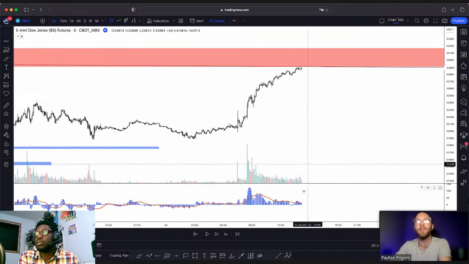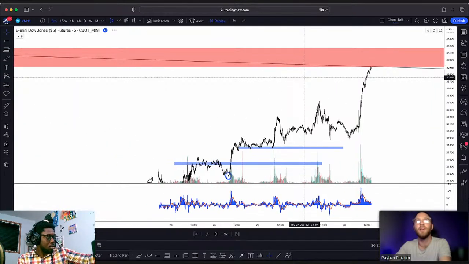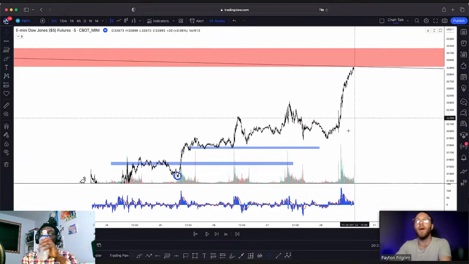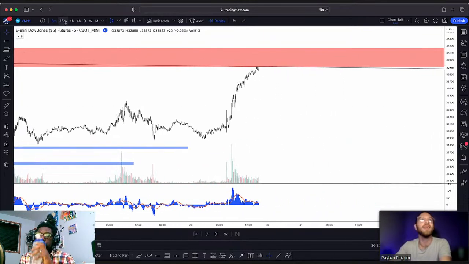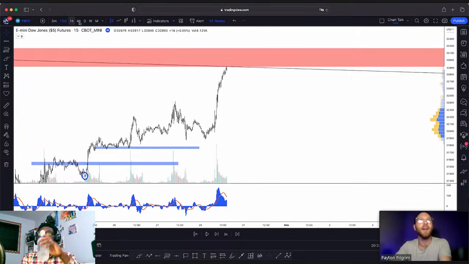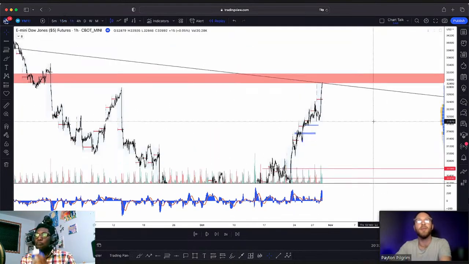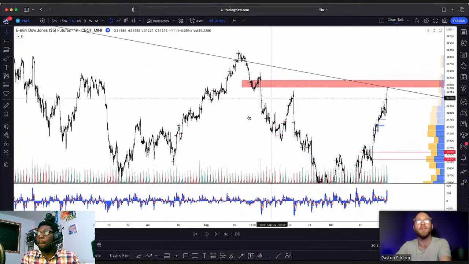Okay, now I guess I'll go to the 5-minute. We got a lot of divergence coming into this level, but way too much momentum. Man, it is right at this fib, or almost at the fib that I drew.